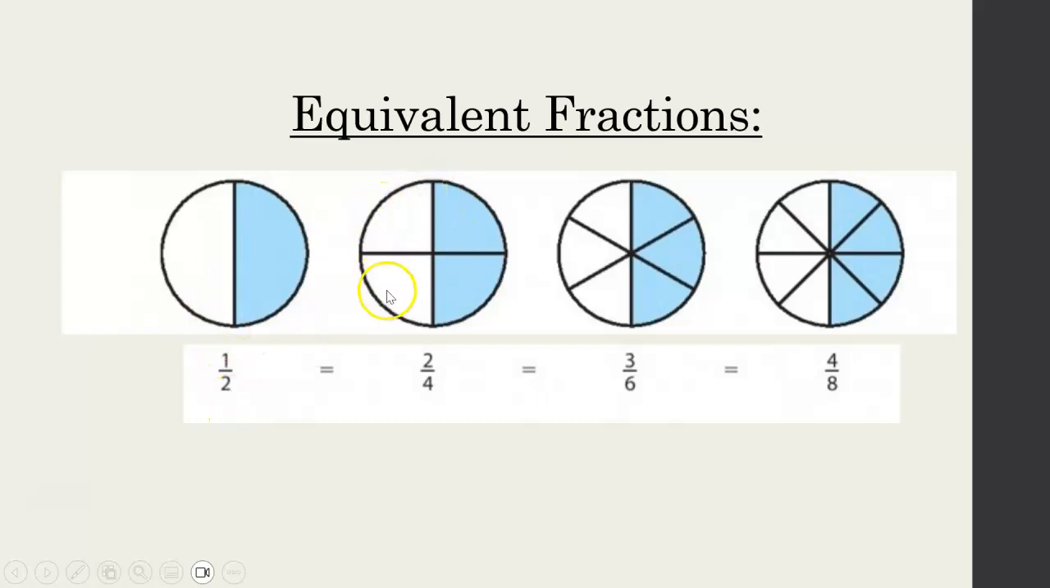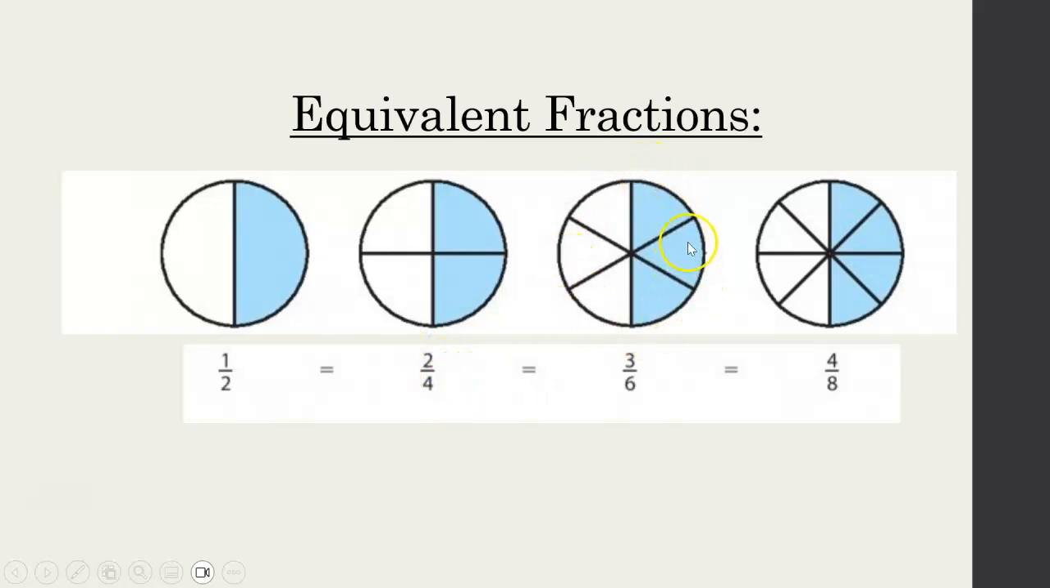Let's say we have one circle and we divide it into 4 bits. Now, I'm looking at only the shaded parts, so this is 1/2. I'm dividing this into 4 bits, and I'm looking at 2 of the shaded bits. So that's going to be 2 over 4, or what we like to call 2 quarters.